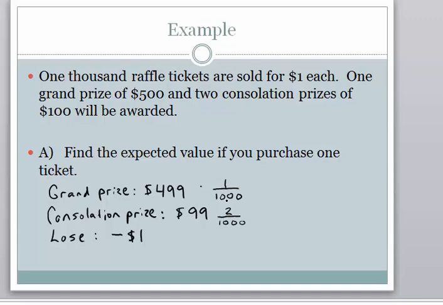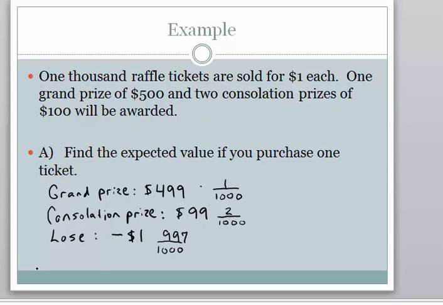And finally, what are our chances for losing? Again, there's still 1,000 tickets total. How many of those tickets are losing tickets? Well, we know that we have 1 ticket and another 2 tickets, so a total of 3 tickets win prizes. Everything else loses. So if 3 tickets win, that leaves 997 tickets that don't win anything at all.